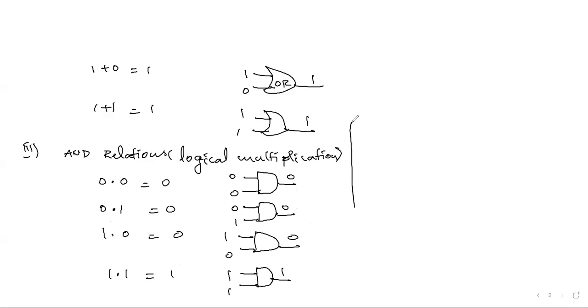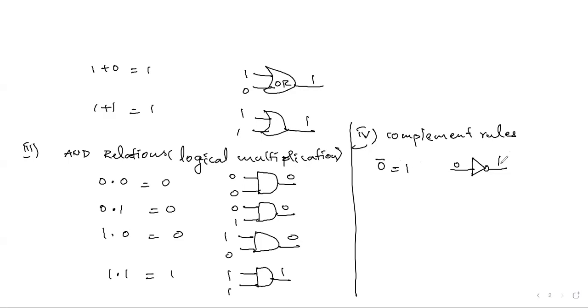So finally one more rule we have, that is complement rules. The fourth one we have here is complement rules. So 0 bar will be considered as 1. For the NOT gate, if I'm giving 0 as input, it is going to give 1. If I'm giving 1 bar, I will get 0. The complement of 0 will be 1. Complement of 1 will be 0. So these are the basic postulates of Boolean algebra.